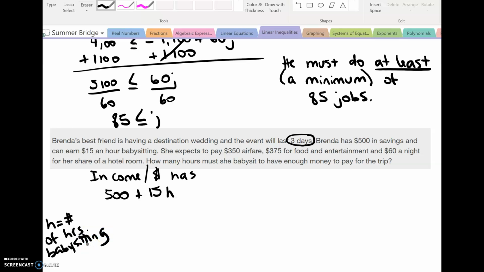Okay. Now she expects to pay $350 for airfare. So we need to account for $350. That's going to be an expense, plus $375 for food.